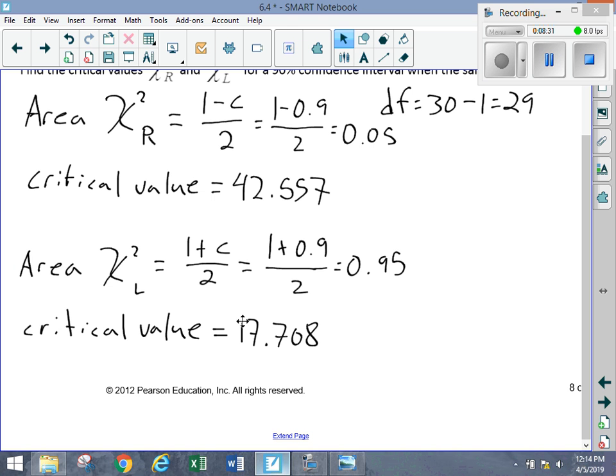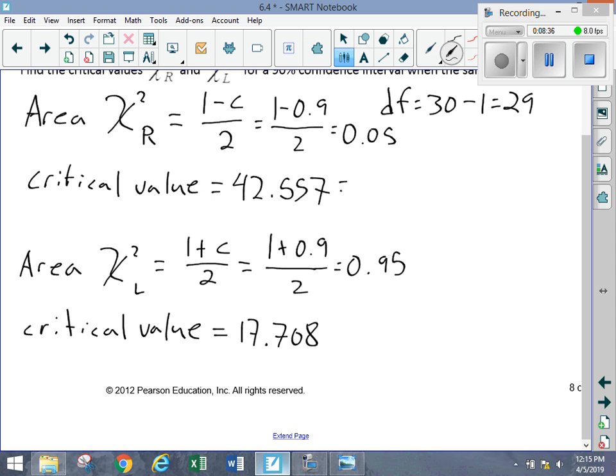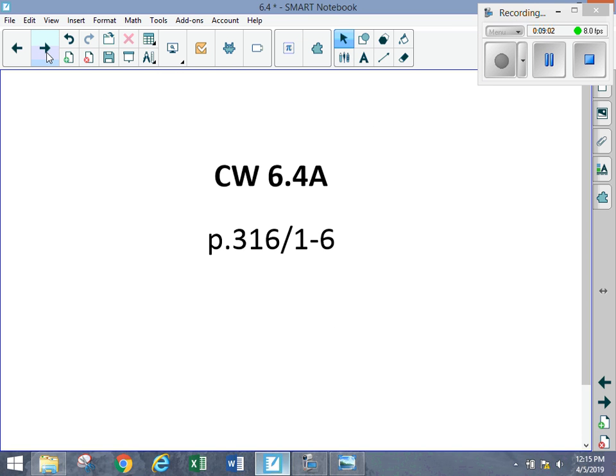And that's how it's done. The notation you use for this is chi-squared sub R for the right critical value, and this is our critical value for chi-squared sub L. The number on the top is the area that corresponds to the critical value, but the numbers we found from our table are our actual critical values. So that's it. We'll spend the rest of the time working on this.